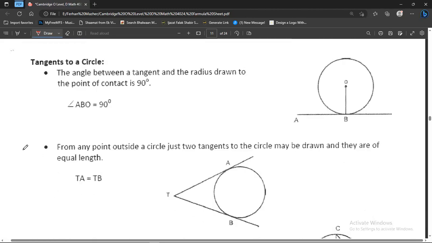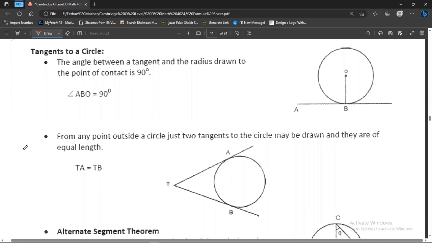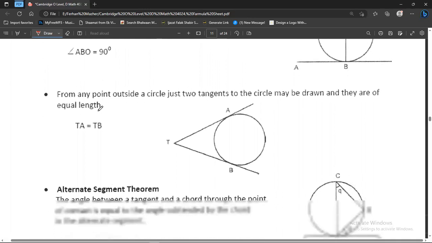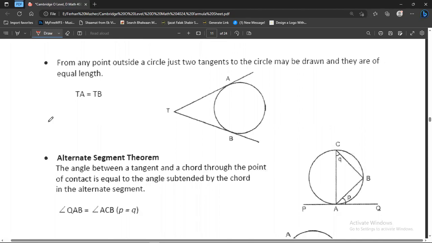Then here we have the tangent to a circle. A tangent is always perpendicular to the radius at the point of tangency. The angle between a tangent and the radius drawn to the point of contact is 90 degrees. So this angle ABO is 90 degrees. From any point outside a circle, two tangents to the circle may be drawn and they are equal in length. So the TA length and the TB length will be equal to each other.